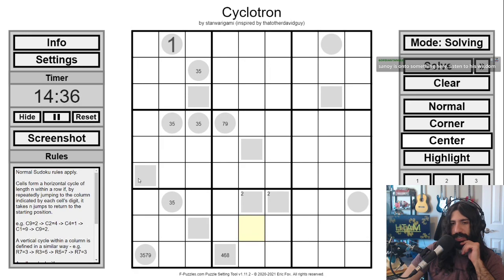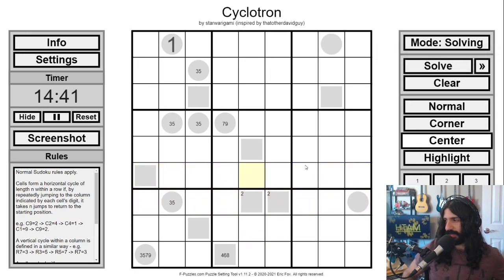It's impossible for any row to have... No row can have three squares because 2 plus 4 plus 6 is... Well, 4 plus 6 is already greater than 9. So, yeah.